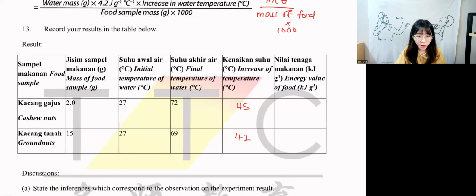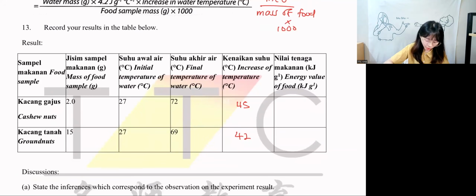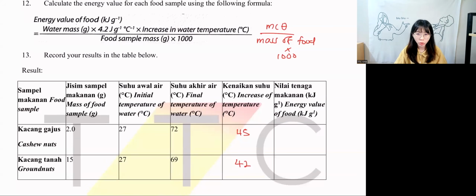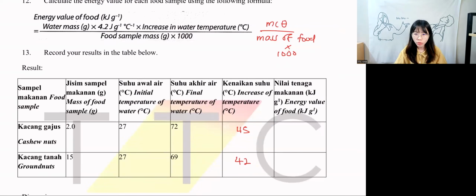So what is your answer for the first food? MC theta: mass of water is 20, times 4.2, times 45, divided by the mass of food, which is 2, times 1,000. What is your first answer? 1.89, right? How do we get the water mass? The volume of water equals the mass of water. 20 ml equals 20 gram.